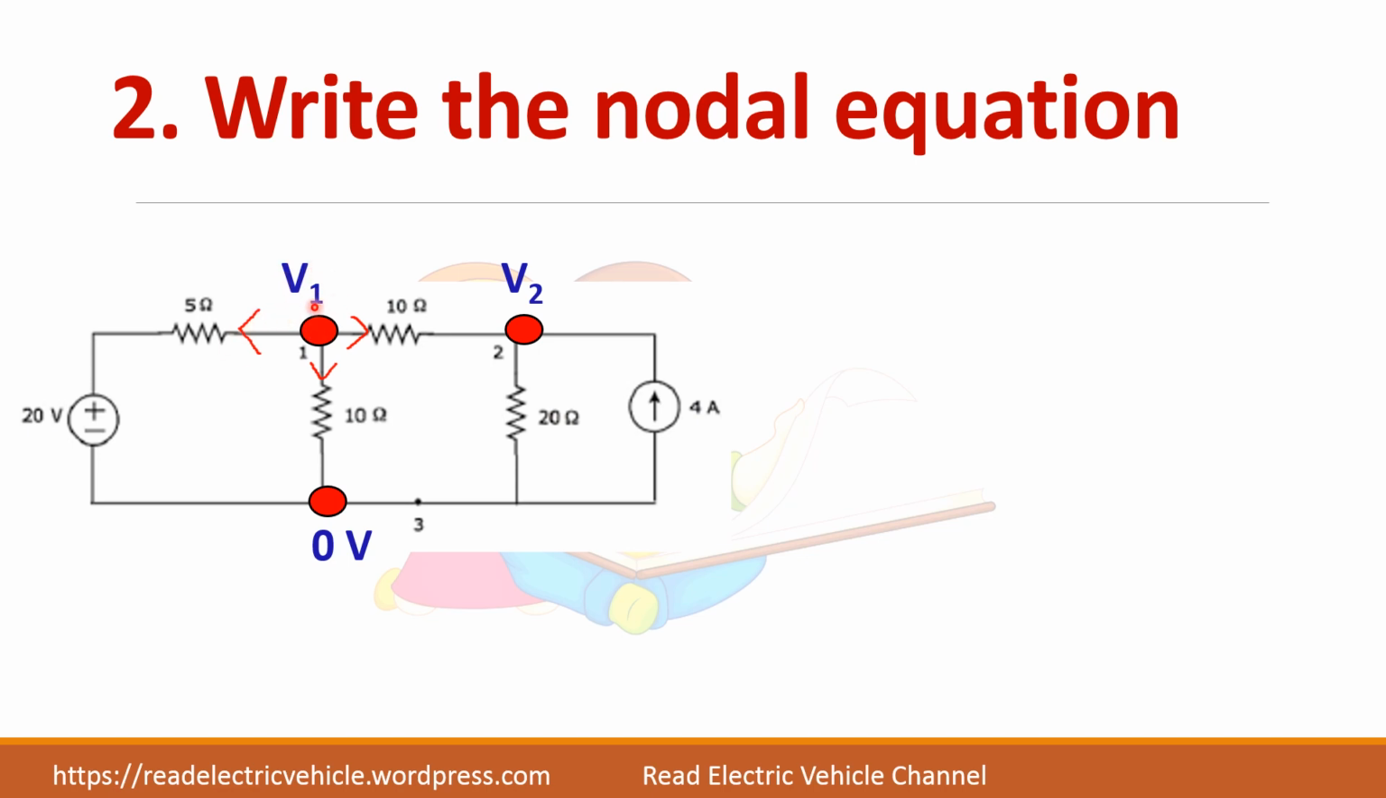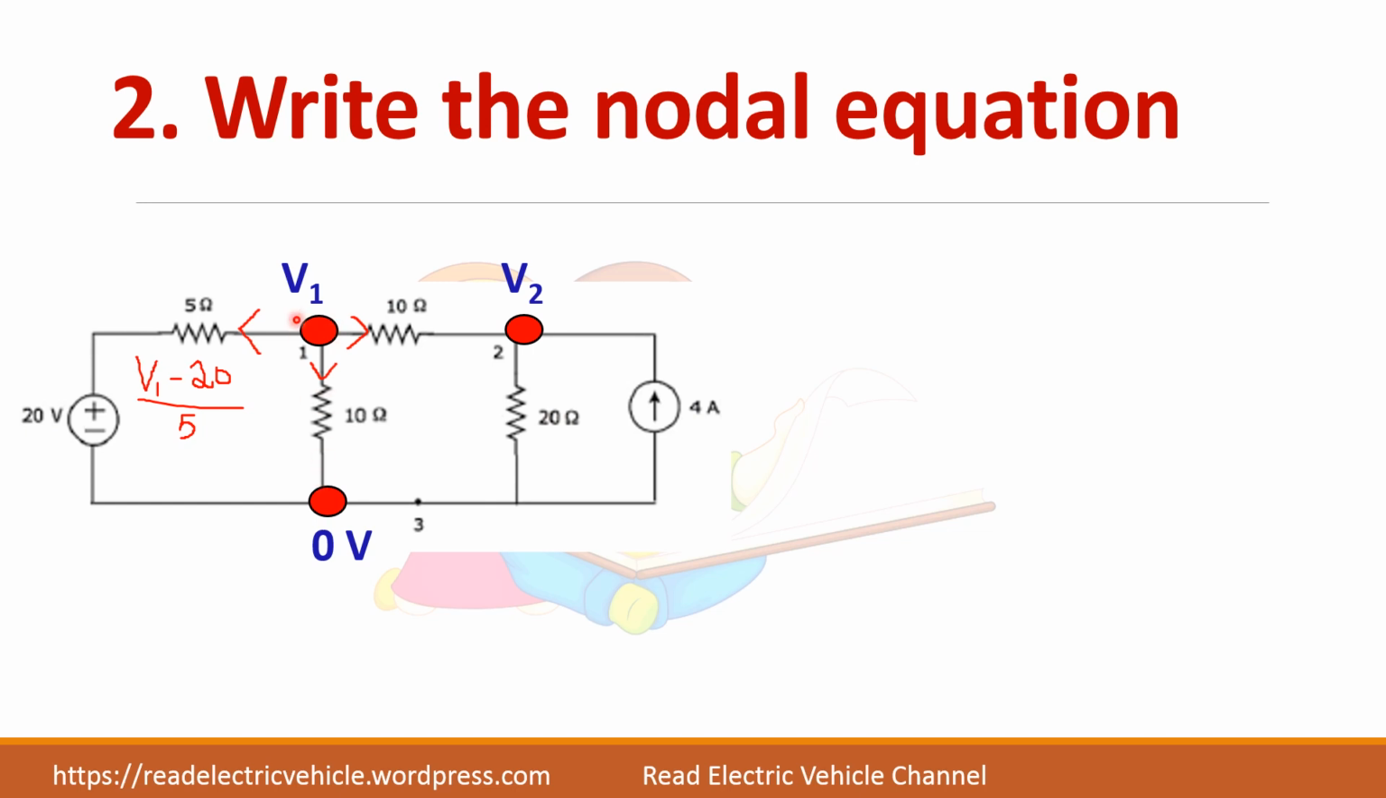So let us take first node 1. At node 1, this current is leaving the node, and this current is leaving the node, and this current is also leaving the node. So how to write the equation? For this branch, because you have a voltage source here, you cannot write V1 minus 0. Actually 20 volt is here. So you write it as (V1 minus 20) divided by this resistance 5 is the current through this branch.